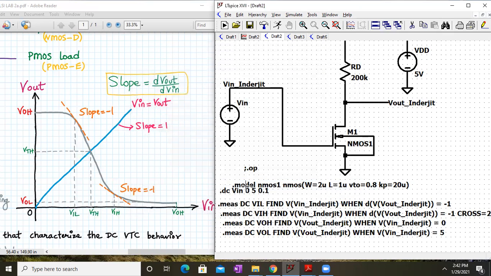Fine. And if you want, you can calculate VTH also. So what will be VTH? It will just be the extension of this only.